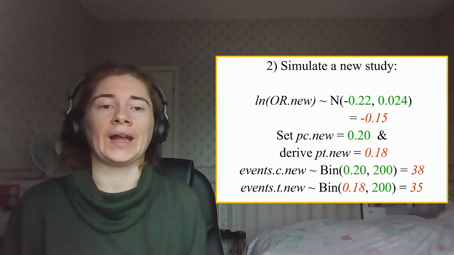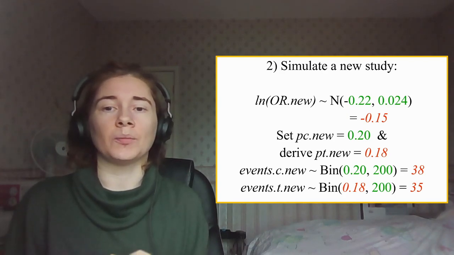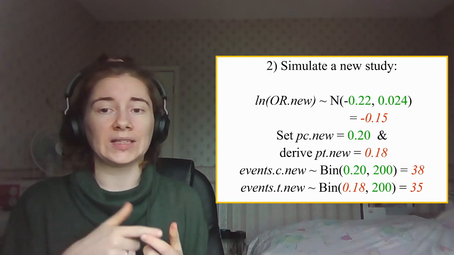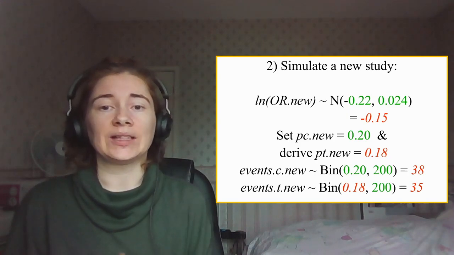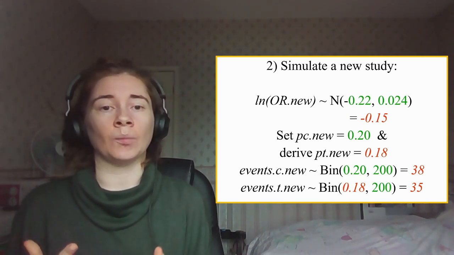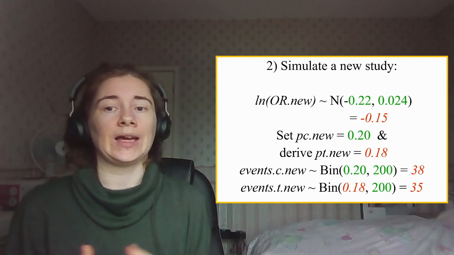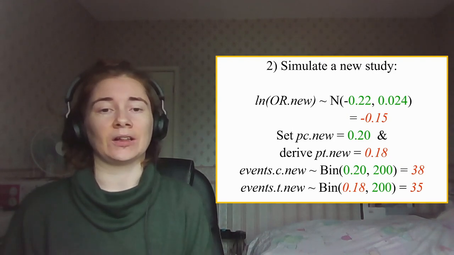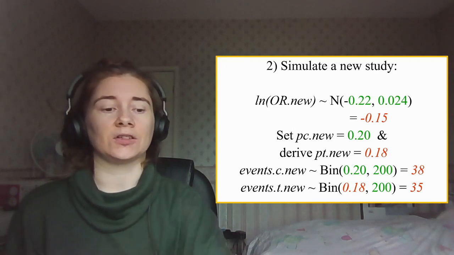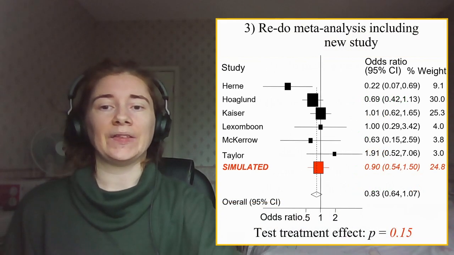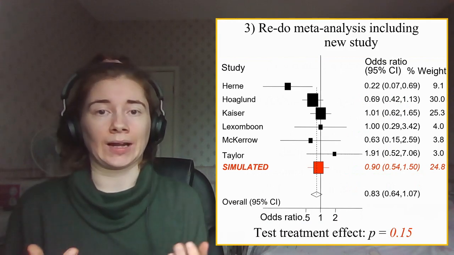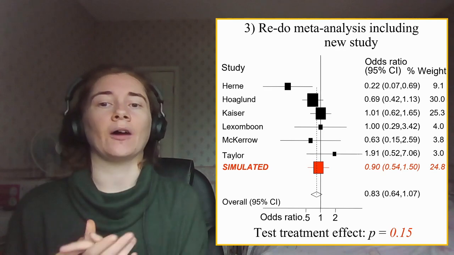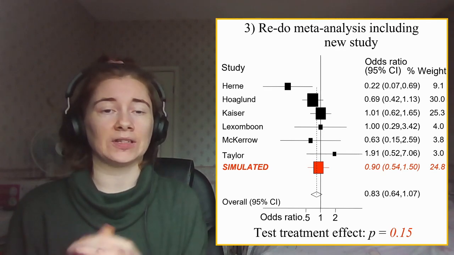Here, this is 0.18. Finally, using the binomial distribution, as we're using binary data, combined with the probability parameters we've derived, we can simulate the number of events in each arm for a set sample size. Here the sample size is 200 in each arm, and so we get 38 events in the control arm and 35 events in the treatment arm. The next step is to simply redo the meta-analysis, but with the newly simulated study included, and then note down whether the resulting meta-analysis gave the desired effect or not.